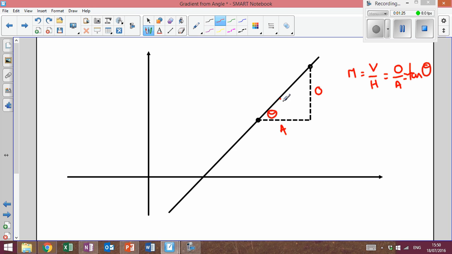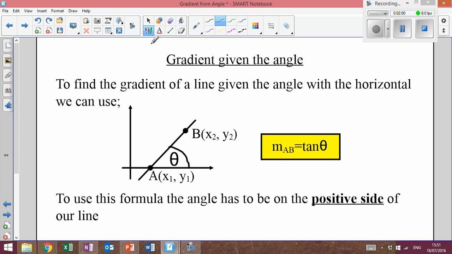Now what that means is if we have that angle with the horizontal, we know that the gradient is equal to opposite over adjacent. So the gradient is equal to tan theta. The place you're most likely going to be given that angle is the x-axis, because it's an existing horizontal line on your graphs. So if you want to find the gradient, the new formula we have is tan of that angle. There's a wee note for you, and then we'll look at some examples after you've copied that.